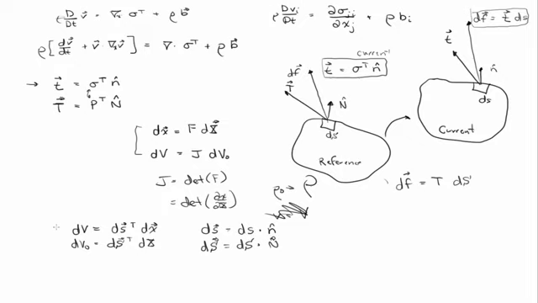So if I take these two equations and plug them in here, then I get that ds transpose dx is equal to J dS big S transpose dX, right?